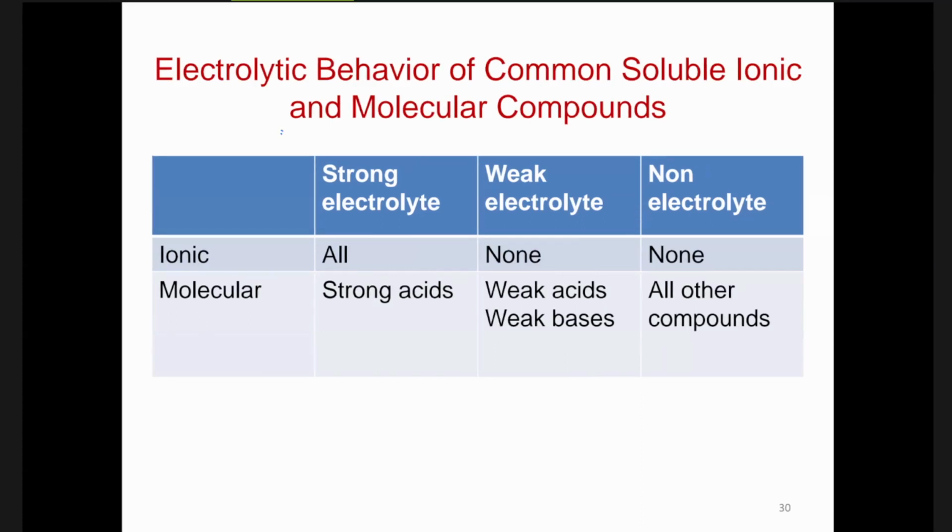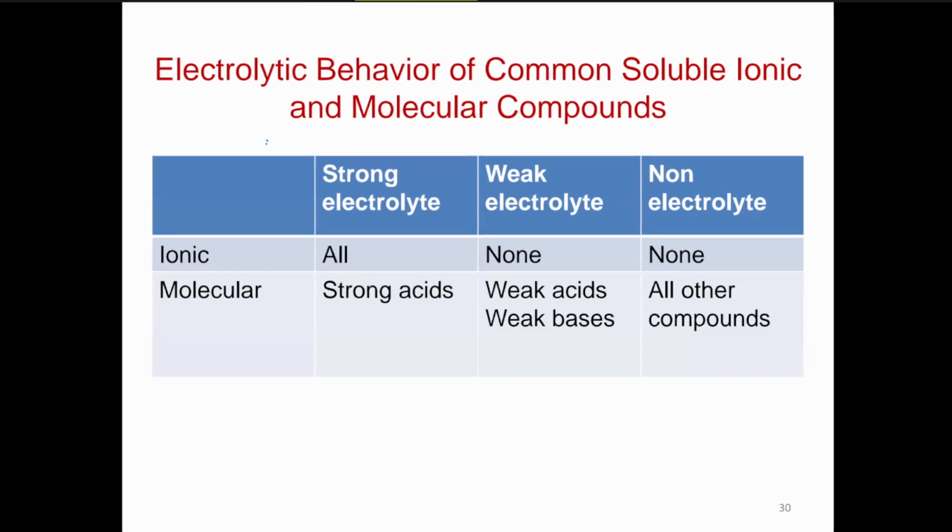Of course, this applies to those that are soluble. If they precipitate with low solubility, then we cannot consider them, right? Because with electrolytic behavior, we talk about the soluble compound. If you have, for example, silver chloride, we cannot qualify it as a strong or weak electrolyte because it's not soluble. Okay, thank you.